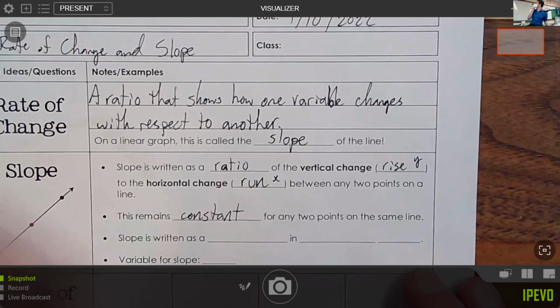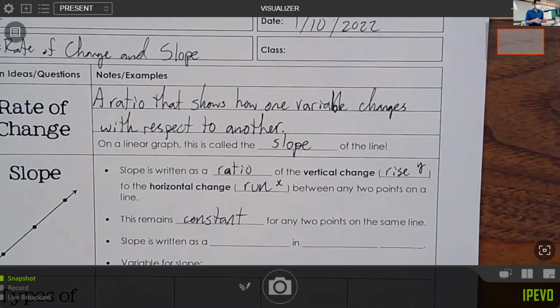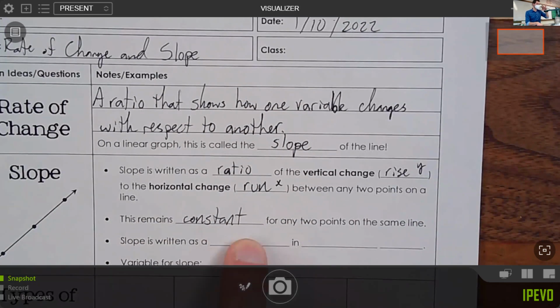Which means it's the reason why we can use any 2 points on a line, because any 2 points that you pick on a line are going to give you the same slope of that line. So it's going to remain constant, which means you can pick any 2 points and you get the same answer no matter which 2 points you pick on the line.